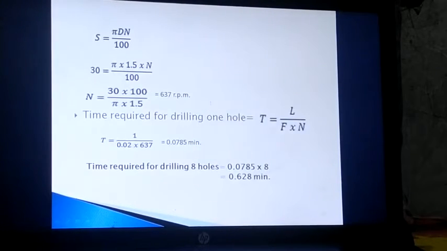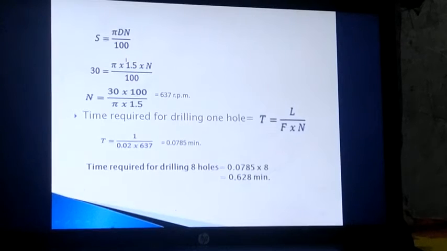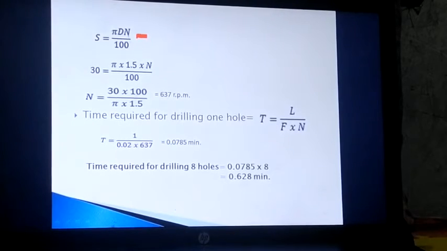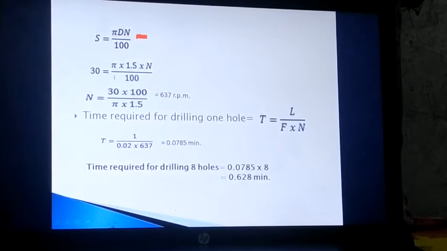So we will again use the cutting speed formula, S is equal to pi d n by 1000. Now S is 30, pi, d diameter 1.5, n we have to calculate, divided by 1000. So by making the calculation and simplifying the equation, we will calculate n as 637 rpm.